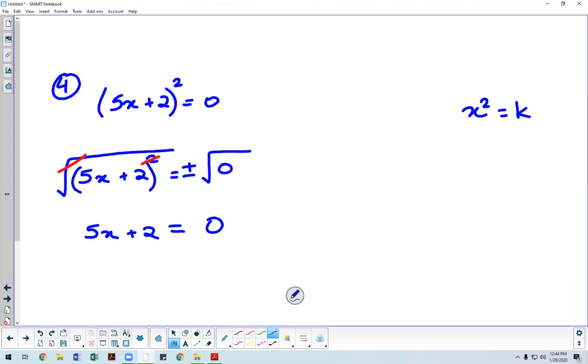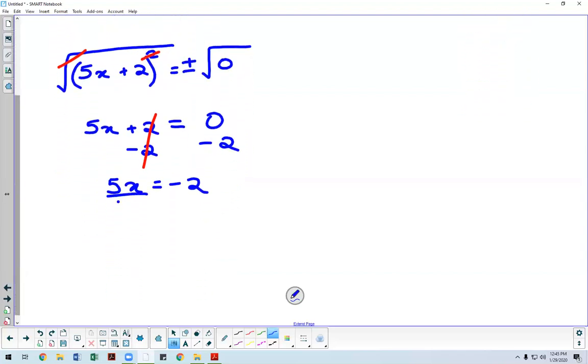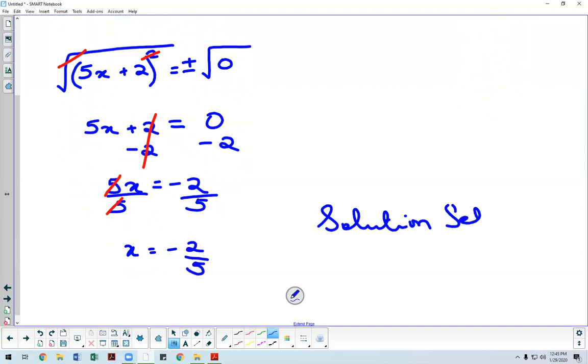And all you got to do is get that x by itself. So what will that answer be if we get x by itself? We're going to subtract 2. Subtract 2. Yeah, very good. And then divide both sides by 5. So like I was saying, you're only going to get 1 solution. It just doesn't happen to be 0 in this case. So only one number.